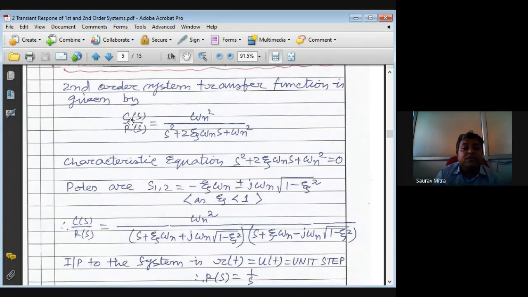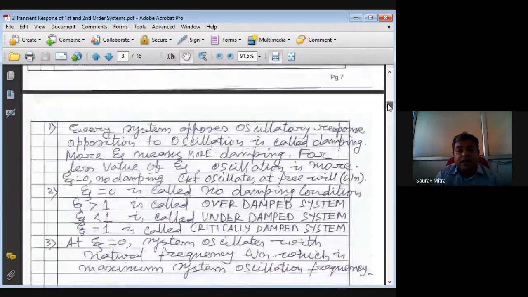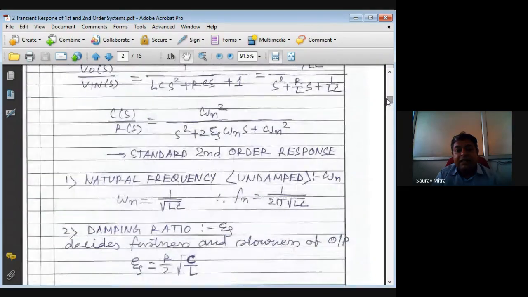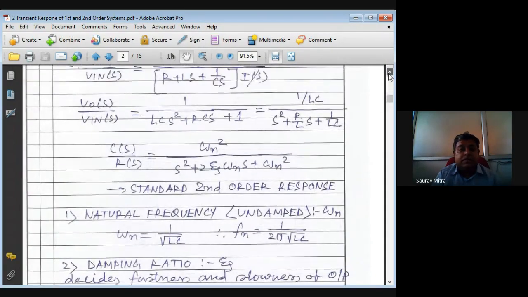So you can come here. So C(s)/R(s), whatever equation we had found previously, in this case in terms of R, L and C. So these two equations: V output is V in(s) and C(s)/R(s). This equation is 1/LC over s squared plus R/L s plus 1/LC, this is equated to the standard equation, which is omega n squared over s squared plus 2 zeta omega n s plus omega n squared.